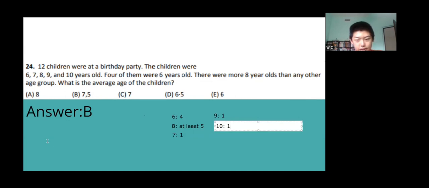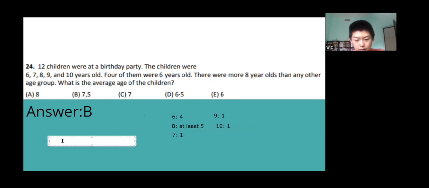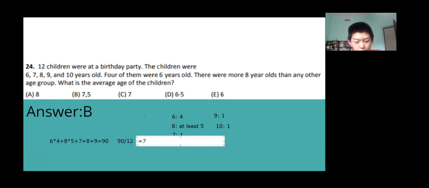So the correct answer is 6 times 4 plus 8 times 5 plus 7 plus 8 plus 9. This equals 90. And then you divide by 12, and you end up with 7.5.